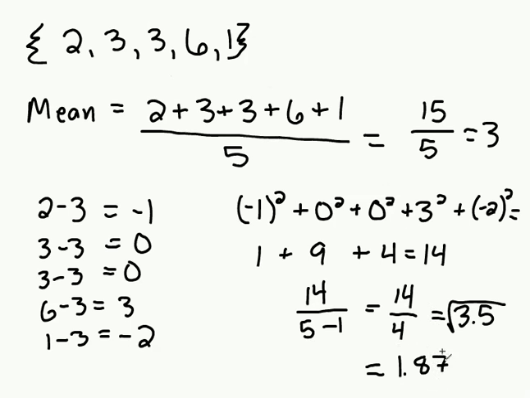Or a smaller number like this one, 1.87 is a pretty small number. That means you don't have a very big spread. Most of your values on average are pretty close to the mean, is what that would be.